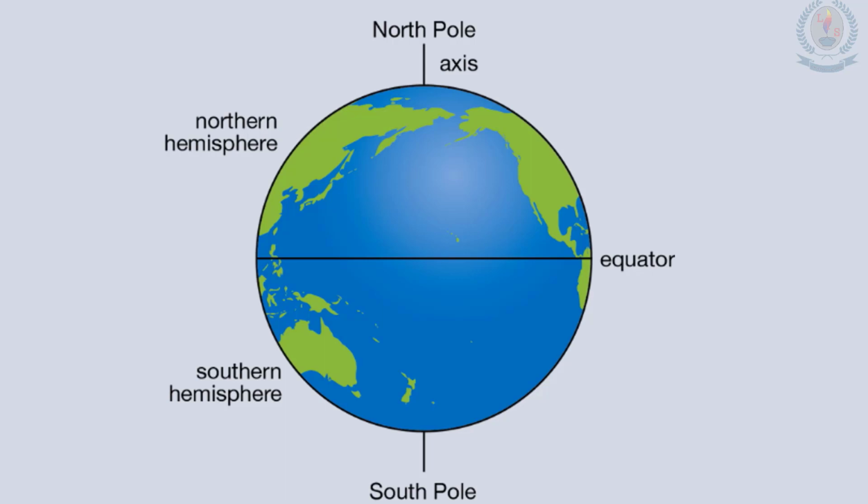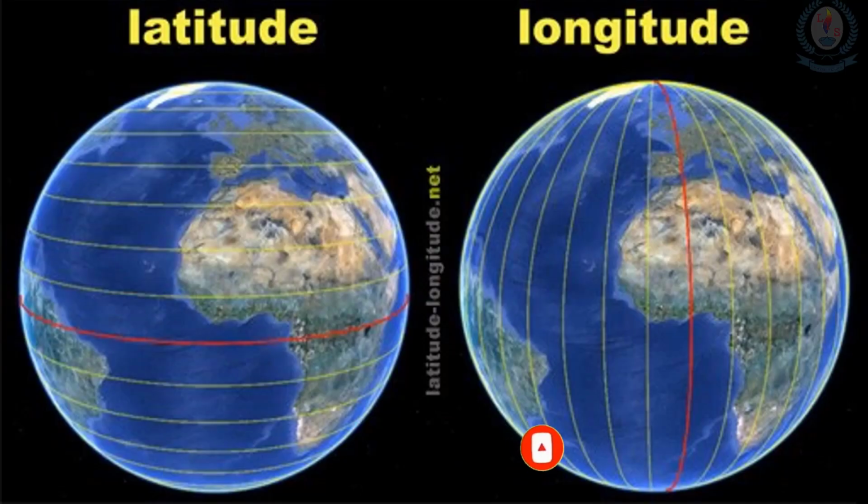The North Pole is the northernmost tip of the Earth. The South Pole is the southernmost tip of the Earth. The North Pole is marked at the topmost point on the globe, and the South Pole at the bottommost point. Longitude is measured by imaginary lines that run around the Earth vertically and meet at the North and South Poles.